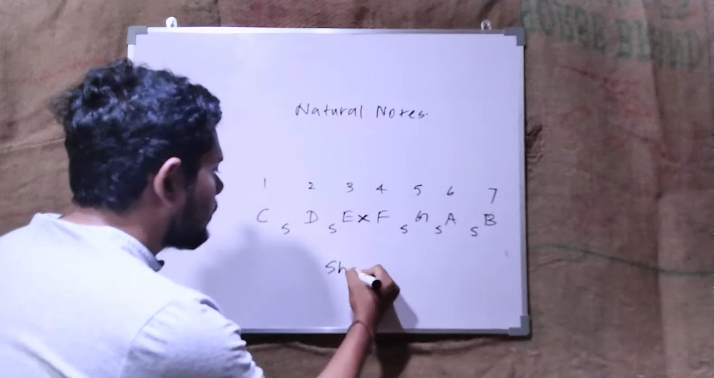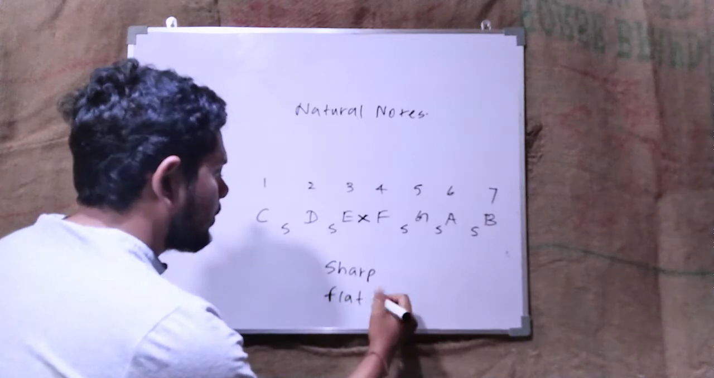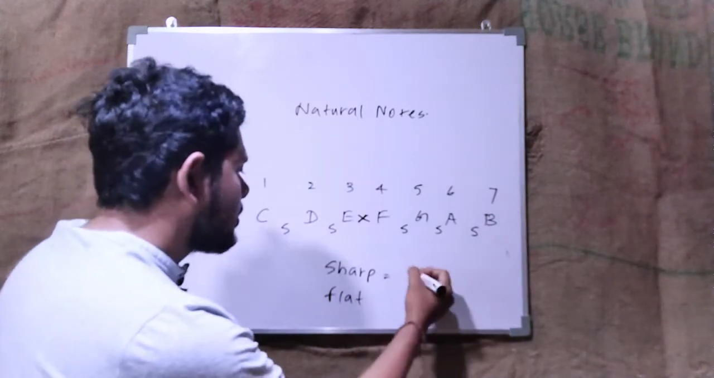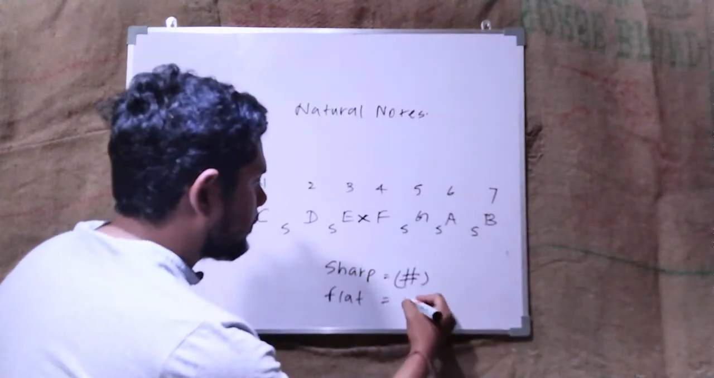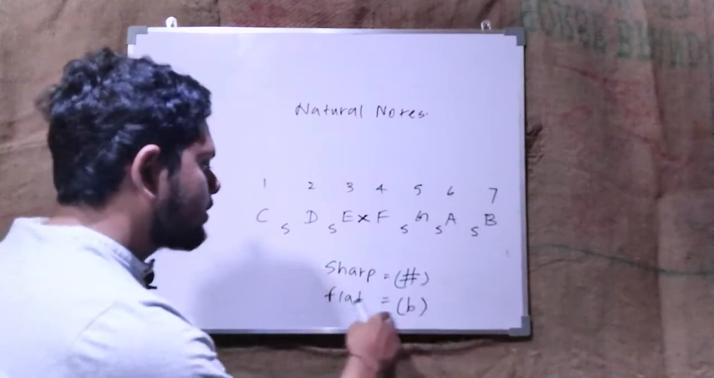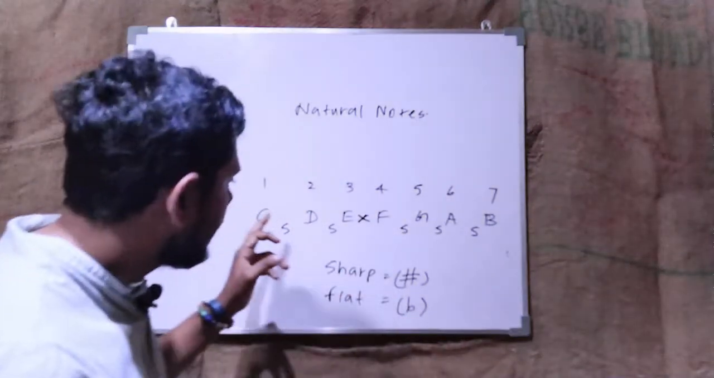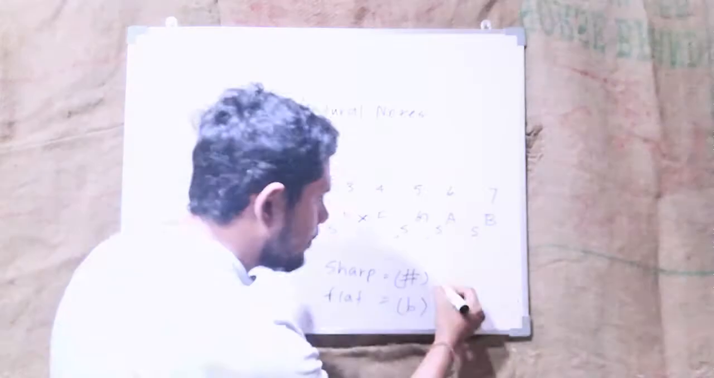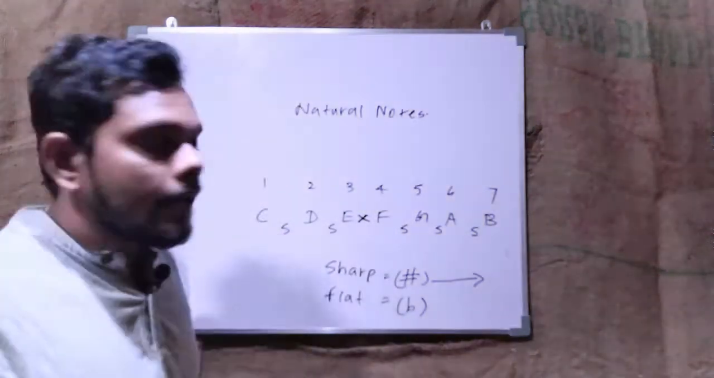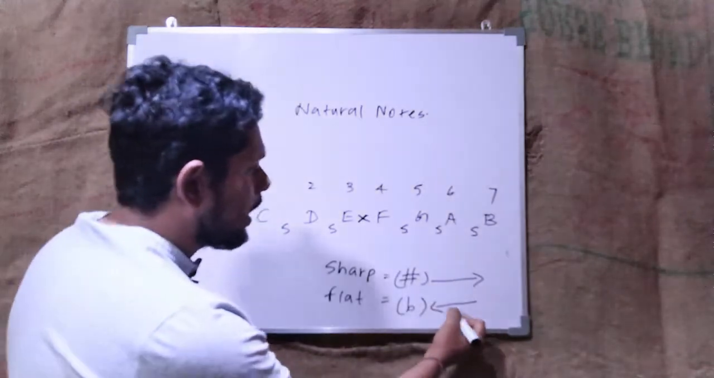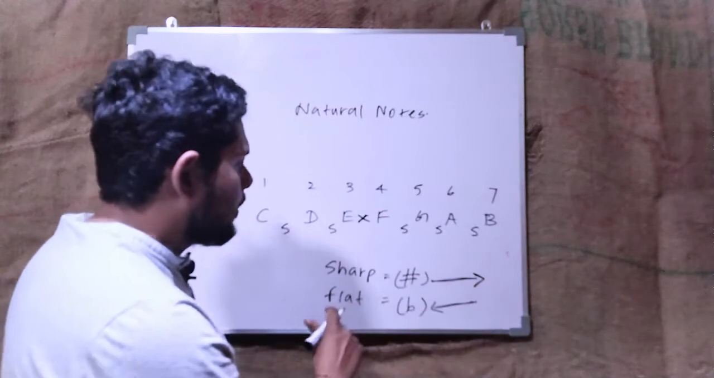Those are sharp and flat. Sharp sign, sharp symbol like this. Flat sign like this. The idea of the sharp symbol is being ahead. And the idea of the flat symbol is being behind. Sharp idea is ahead, flat idea is behind.